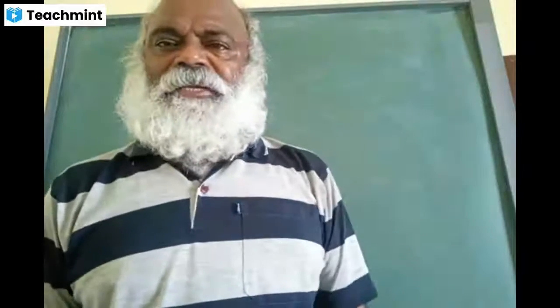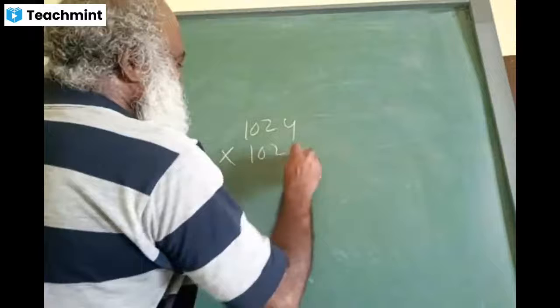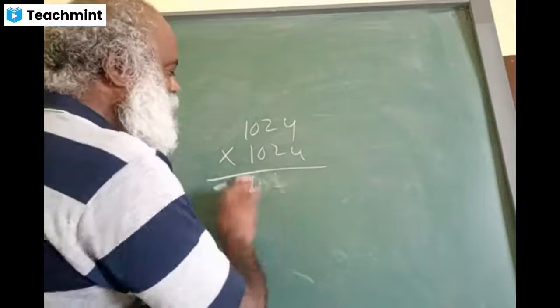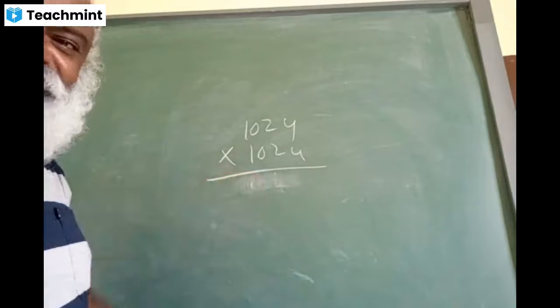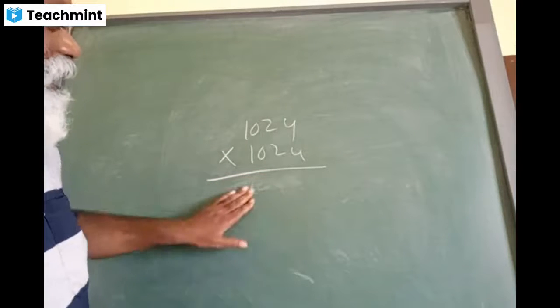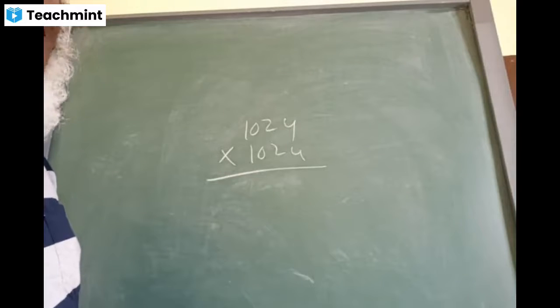Yeah, all these things. Suppose if you ask me the question I did in the class, right? This question I did in the class, right? 1024 into 1024. I made it so simple. Can anybody tell me what the answer for it is? I have told in the class. Yes? Anybody? Does anybody remember it?